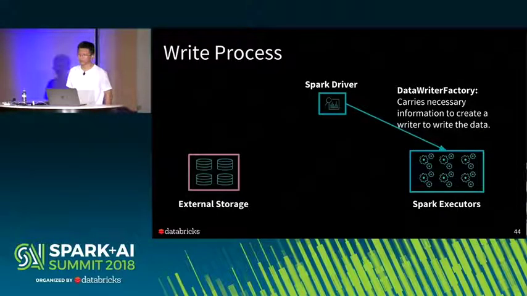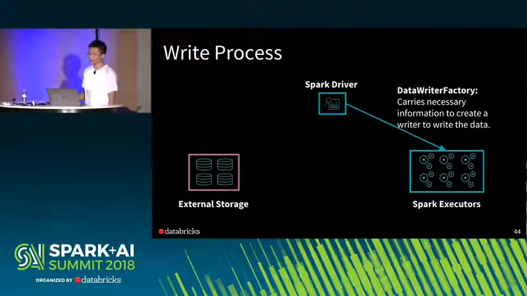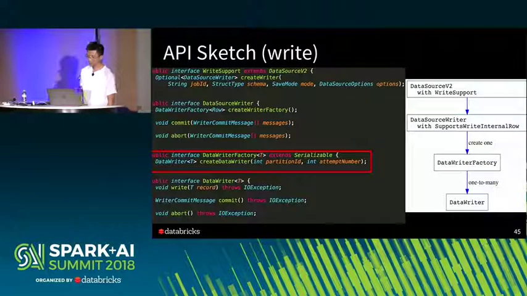And the next step, the Spark driver will serialize and send the data write factory to the executor side, which will carry some information to create the writer at the remote node. And this is the interface for it. And as we can see, this interface takes a parameter of partition ID because it will create a writer for each partition of your input data.